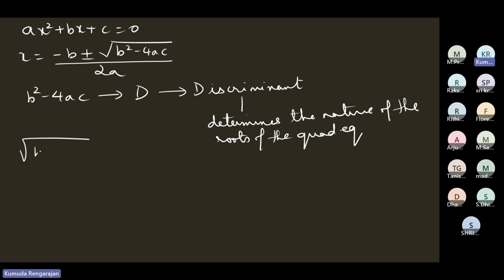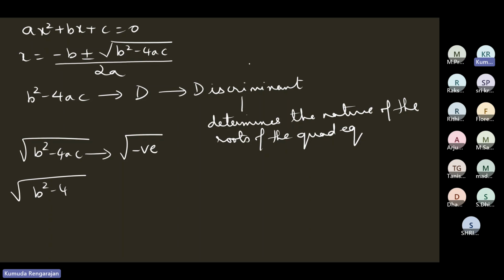Now the square root of b square minus 4ac. Suppose this is negative, b square minus 4ac is negative. So like square root of a negative number. The square root of a negative value we know is not defined. There does not exist the square root of a negative number. That means there is no real value. The value is imaginary. So when b square minus 4ac is negative, the quadratic equation has no real roots. It has imaginary roots, no real roots.